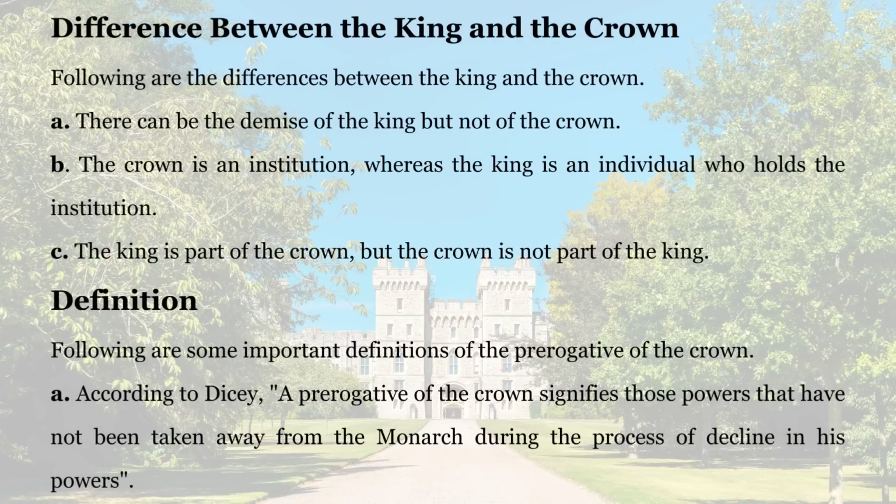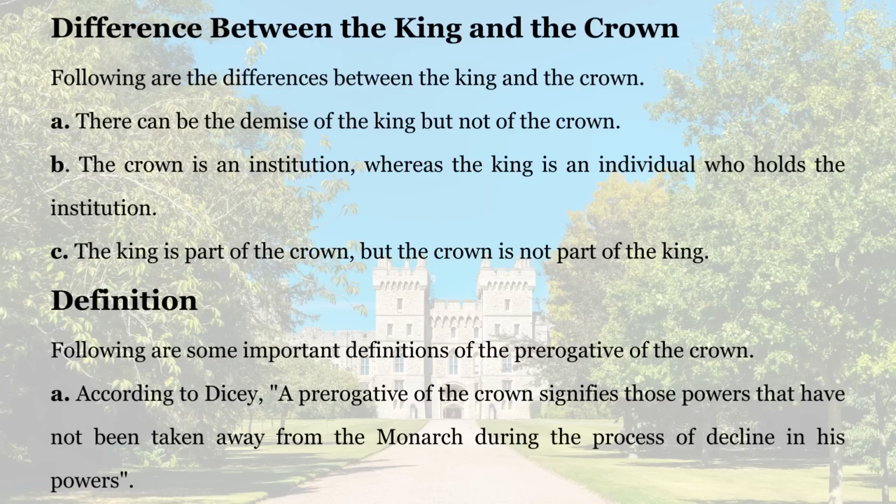Difference between the king and the Crown. Following are the differences between the king and the Crown. A. There can be the demise of the king but not of the Crown. B. The Crown is an institution, whereas the king is an individual who holds the institution. C. The king is part of the Crown, but the Crown is not part of the king.